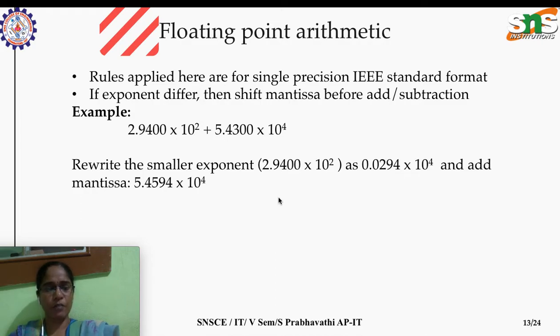Now we will be moving to floating point arithmetic operations, and the rules applied for them. In this example we are discussing single precision; the same will go for double precision also. At the very first step, for either addition or subtraction, we need to check the exponent. If it differs, we need to shift the mantissa before carrying out the addition or subtraction.